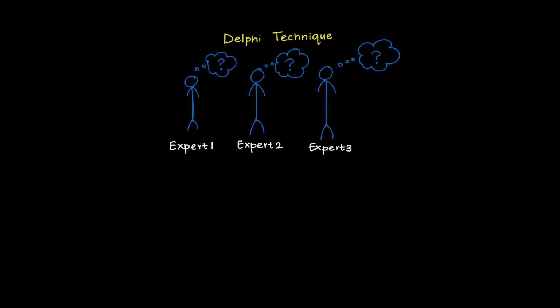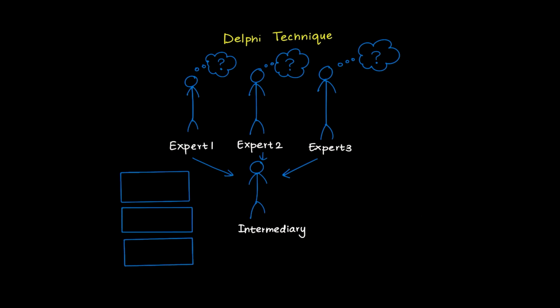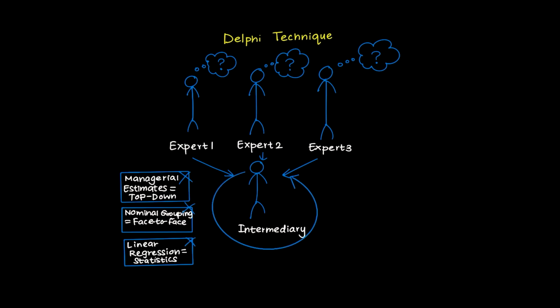Managerial estimates come from top management, using a top-down approach. No intermediary, no rounds of revision. Nominal grouping has people sitting together at a table. Simple linear regression is a statistical method using historical data, not expert opinions. Delphi is the anonymous, intermediary-based, iterative expert technique.